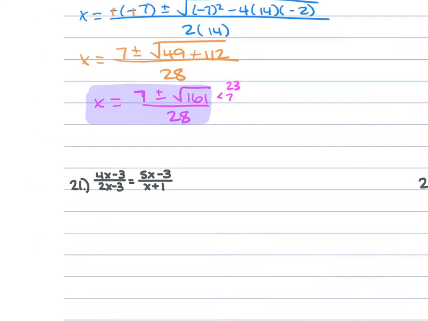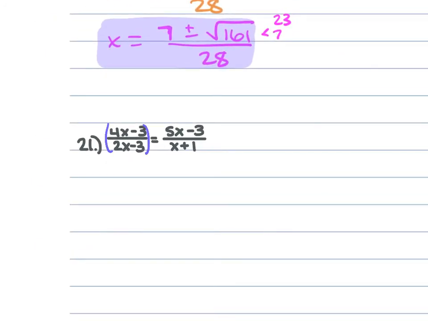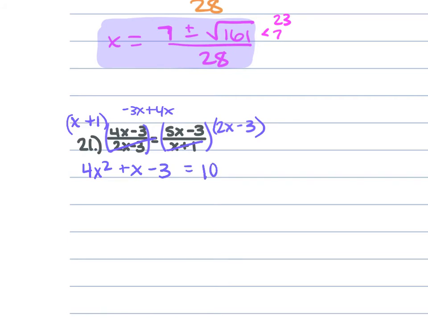For 21, we are going to multiply each side by the other's denominator. So 2x minus 3, x plus 1. It's going to cancel out our denominators. So we are going to have 4x squared minus 3x plus 4x is just x. And then 1 times negative 3 is negative 3. On the other side, we have 10x squared minus 15x minus 6x, so that's negative 21x plus 9.